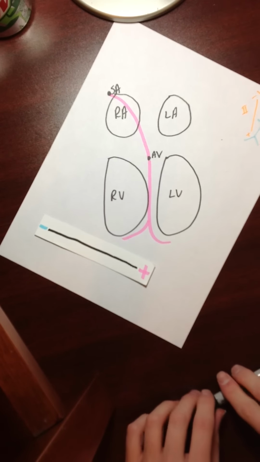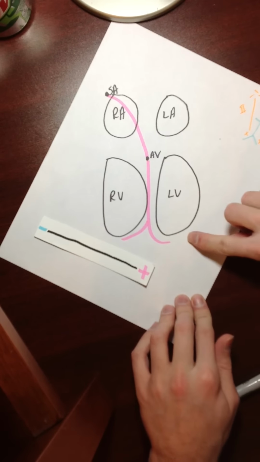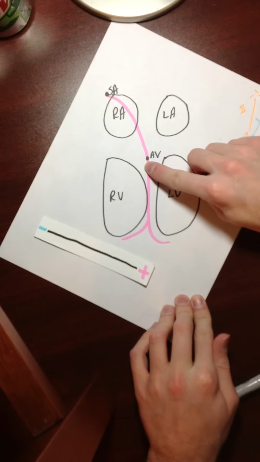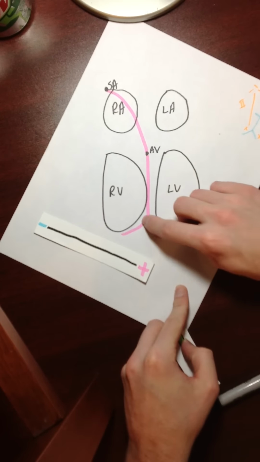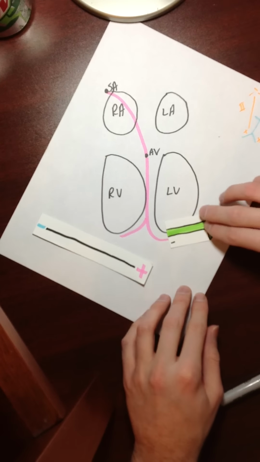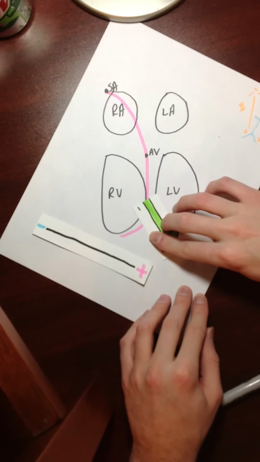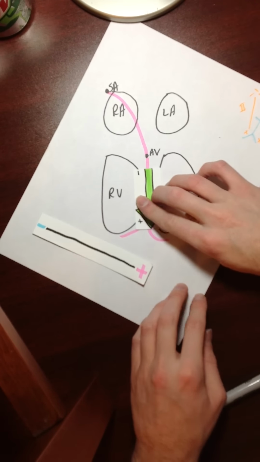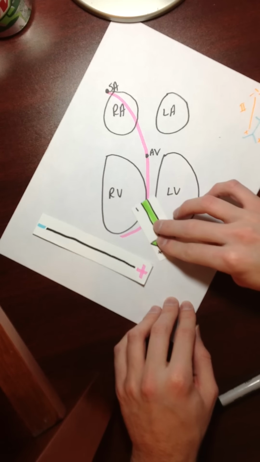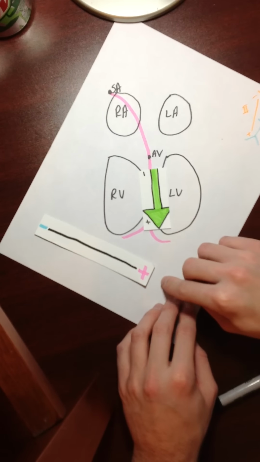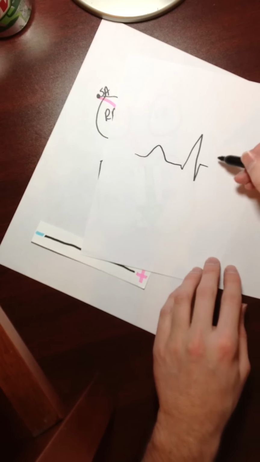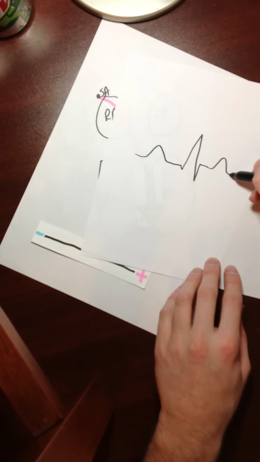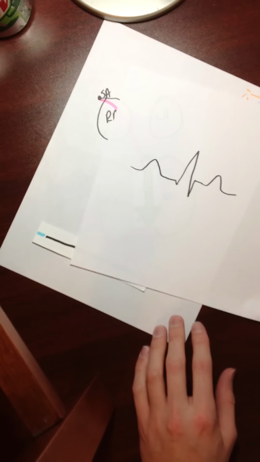And then of course it travels through the rest of the heart. Now remember, repolarization occurs backwards through the ventricles. Even though it's going backwards like this, notice that during this whole time it's still pointing towards a positive side. That's the reason why the T wave is positive.